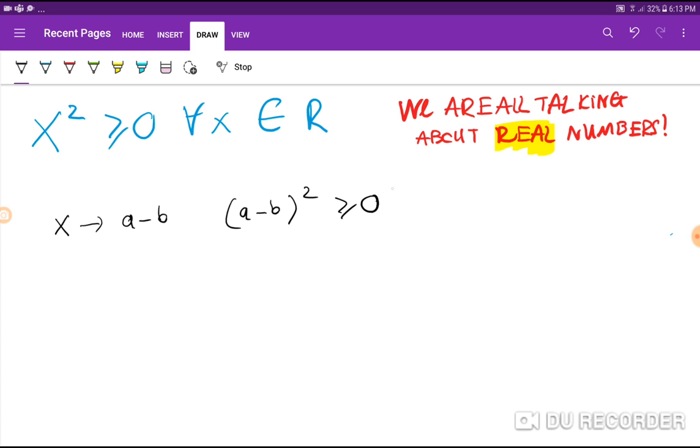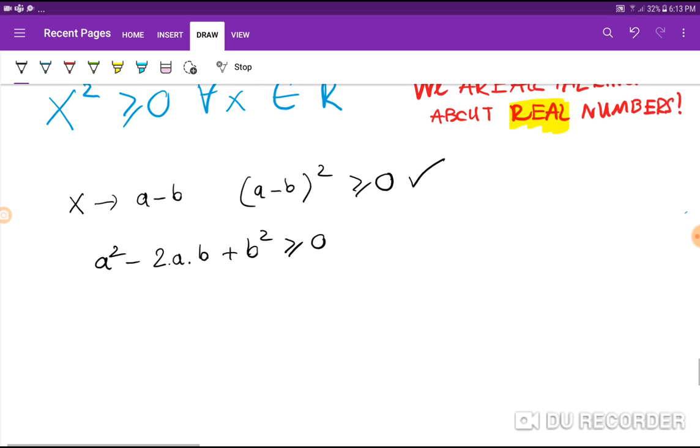Okay, it makes sense, right? So now let's just expand it and see what we got. (a minus b) all squared. If you remember your high school FOIL method, it would be a squared minus 2 times a times b plus b squared greater than or equal to 0, right? And you do some rearrangement. If you add 2ab to both sides, you have a squared plus b squared greater than or equal to 2ab.